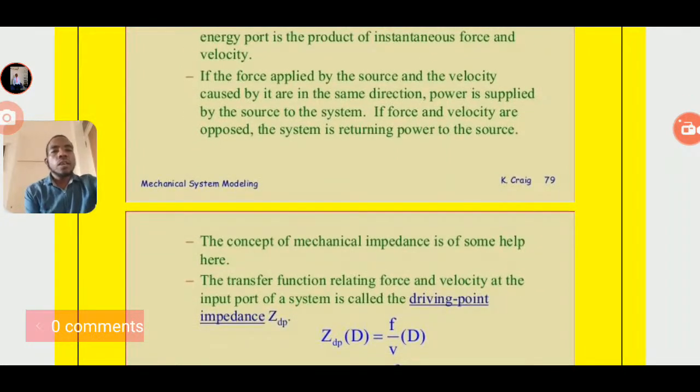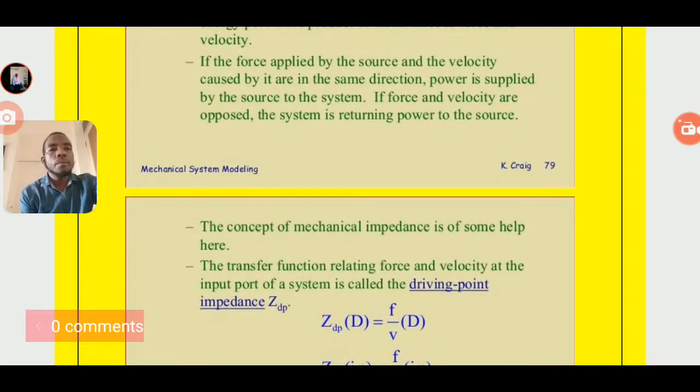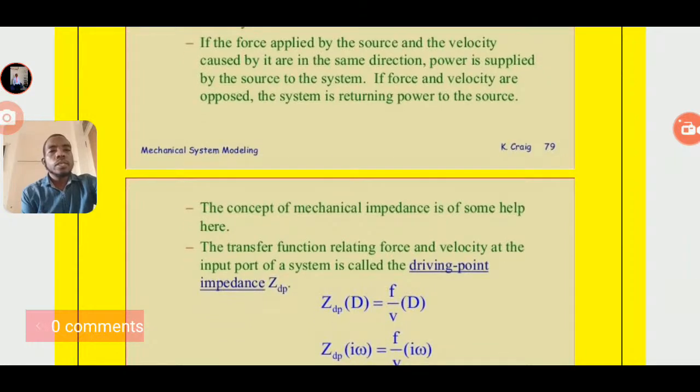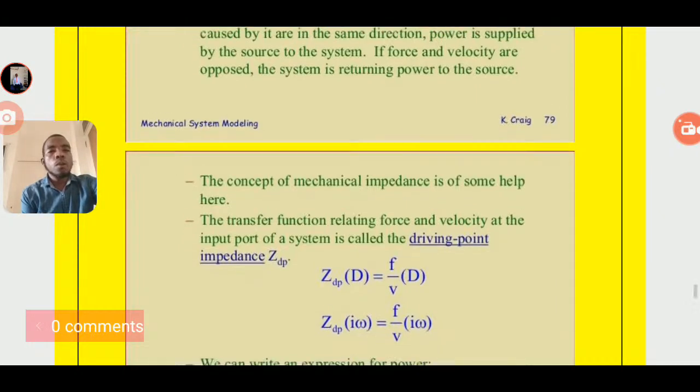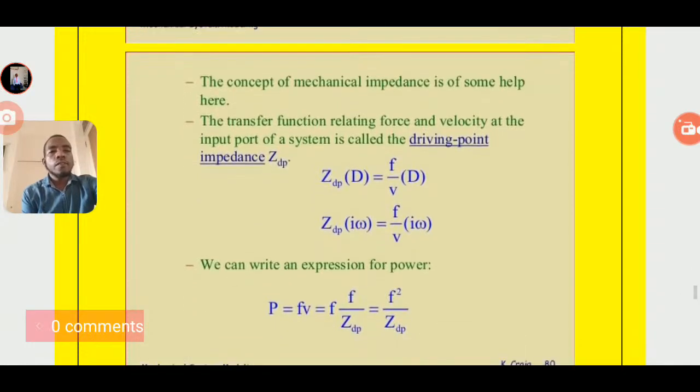If the force applied by the source and the velocity caused by it are in the same direction, power is supplied by the source to the system. If force and velocity are in opposite directions, the system is returning power to the source. Like this, we have to identify the concepts.